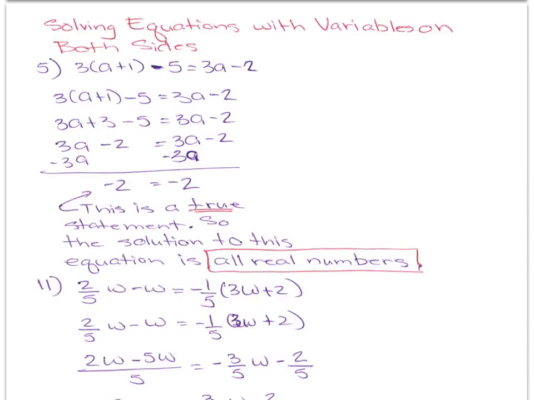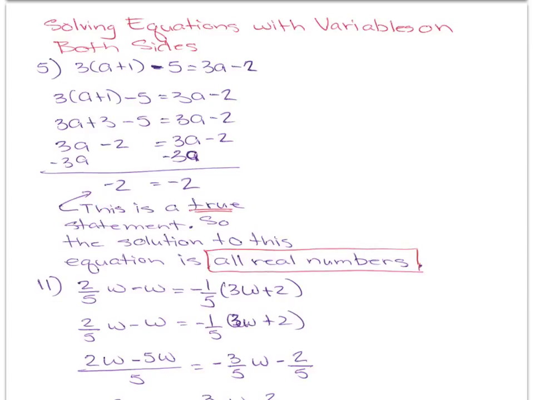Now if we continue solving this, I can move this positive 3a to the other side. So I'm going to subtract 3a from both sides. So minus 3a, minus 3a. But look what happens right here. This cancels out, and I'm left with just 0a. So the a's are gone, and I'm just left with negative 2 is equal to negative 2.